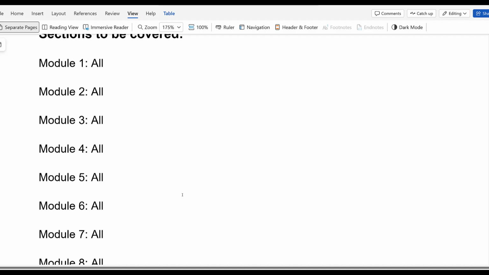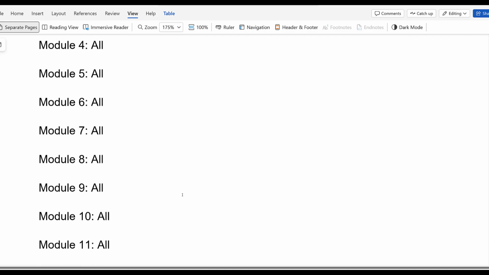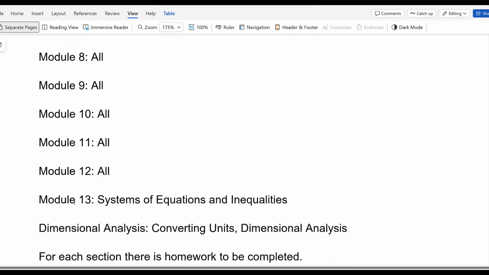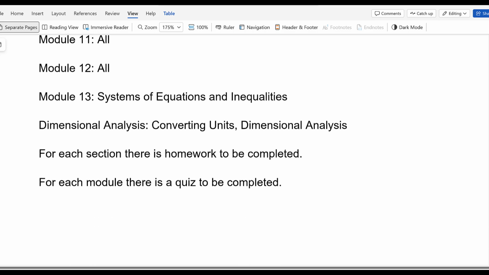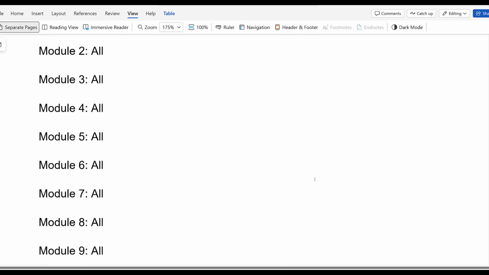So, sections to be covered: Module 1, everything is covered. Module 13, Systems of Equations and Inequalities, we don't cover all of that. Then dimensional analysis, converting units. For each section, there is homework to be completed, and for each module, there's a quiz to be completed. And that does it for the syllabus review.